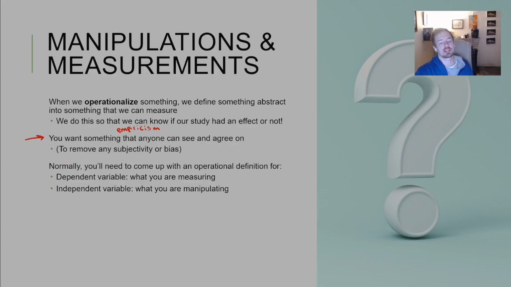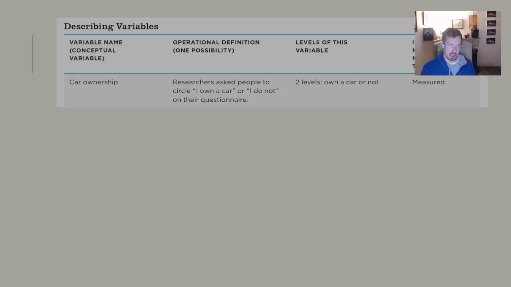But the dependent variable, that's what you are measuring, and the independent variable is like the groups that you're making or the conditions that you're making. And I guess maybe we have talked about that a little bit, but we'll go into more detail about that later. So let's look at a couple examples here.